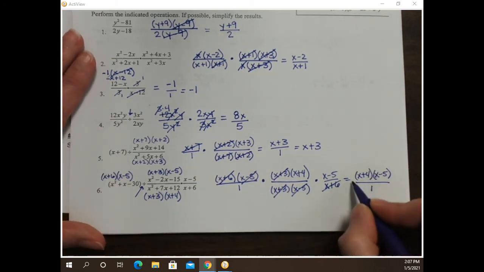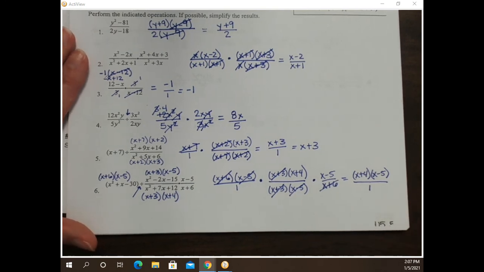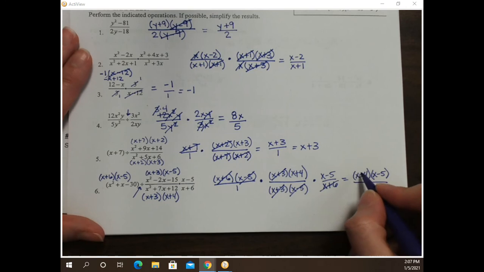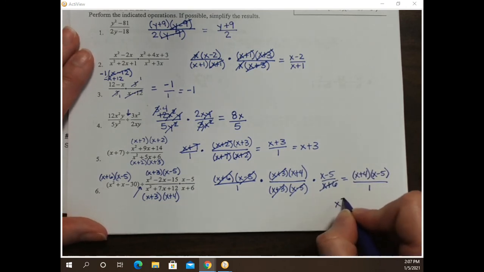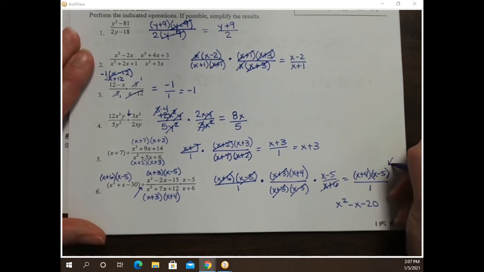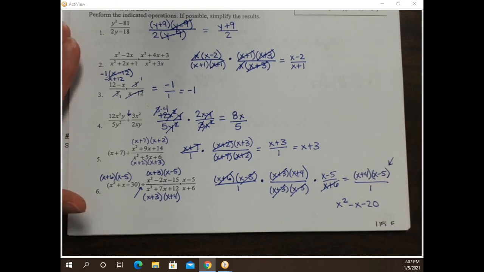I'm going to go ahead and leave this in that factored form. That's fine. If your directions specify that you need to distribute, then remember we would be distributing, and your distributed version would be x squared minus x minus 20. But in general, factored form is going to be fine. So that's multiplying, dividing, and simplifying rational expressions.